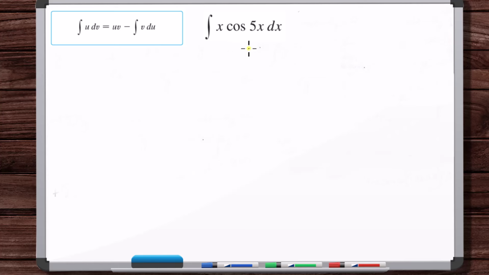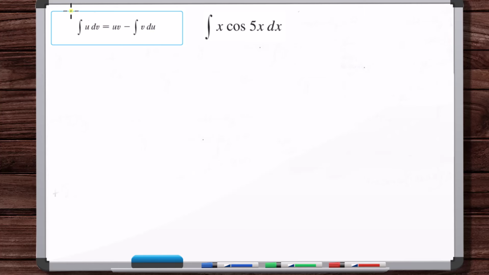Well, the general rule to use, and this works most of the time, is that you're going to choose something to be the u. What we're trying to do in this first step is get u, v, du, and dv. That's what we're trying to get, because when we have those four, we can make this whole formula.